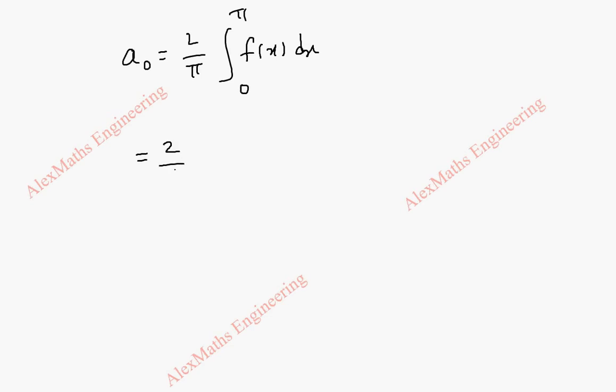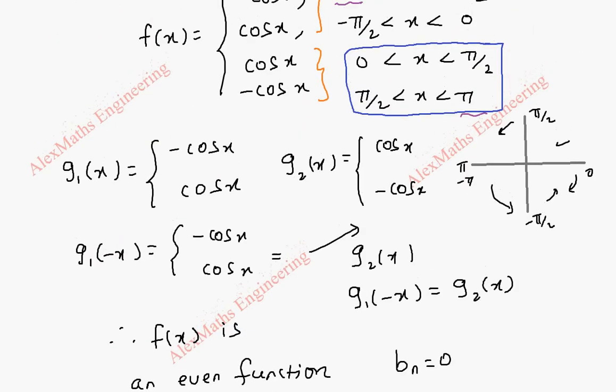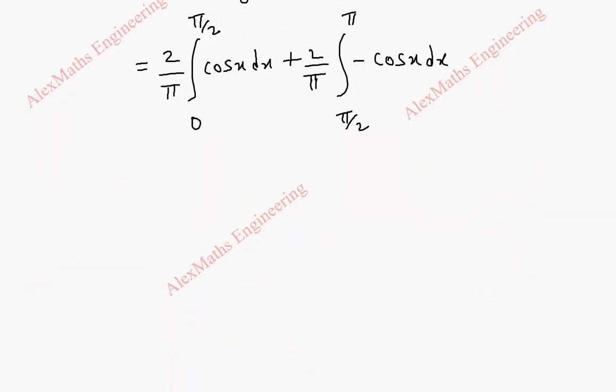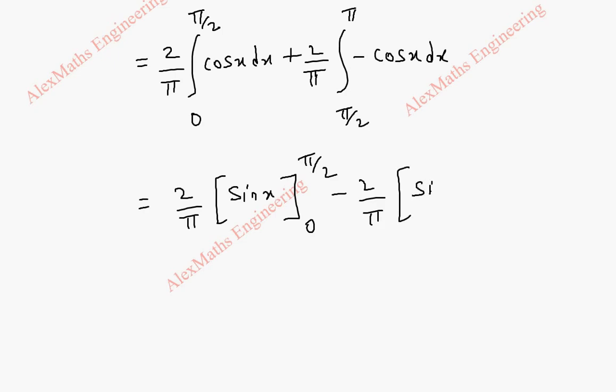One is 2 by pi integral 0 to pi by 2, that time it is cos x dx, and again 2 by pi integral pi by 2 till pi, and f of x is minus cos x dx. So the first part is cos x, second part is minus cos x. Now we are going to integrate this. Integration of cos is sine. So 2 by pi, sine x with the limit from 0 to pi by 2, and this minus sign we can take out, and this integration is once again sine, and the limit is from pi by 2 till pi.